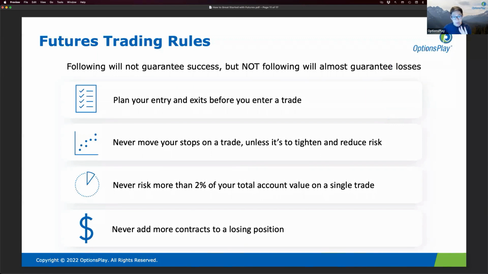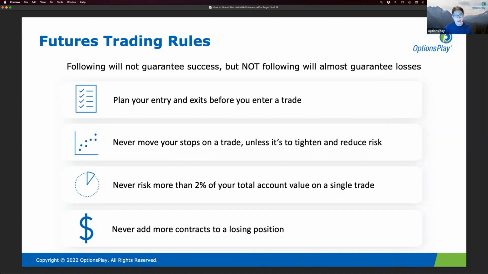Number three, never risk more than 2% of your total account value on a single trade. That means if you get stopped out on a trade, the loss that you have on that stop should not exceed 2% of your total account value on that trade.